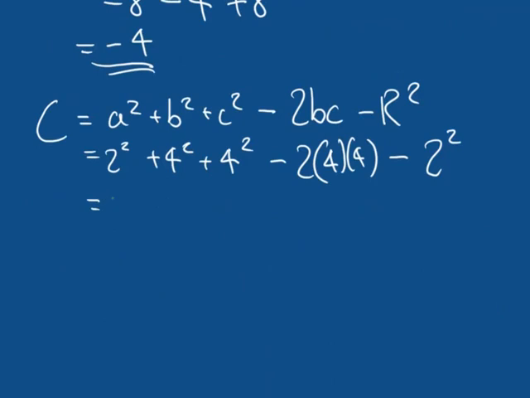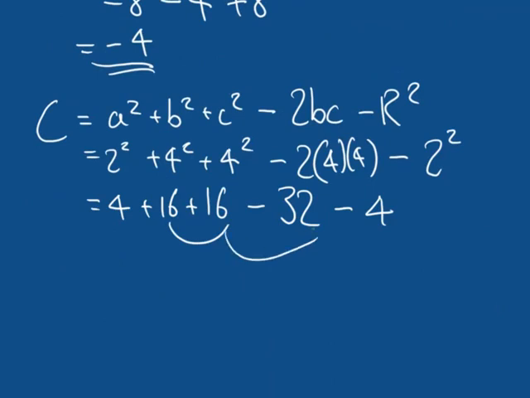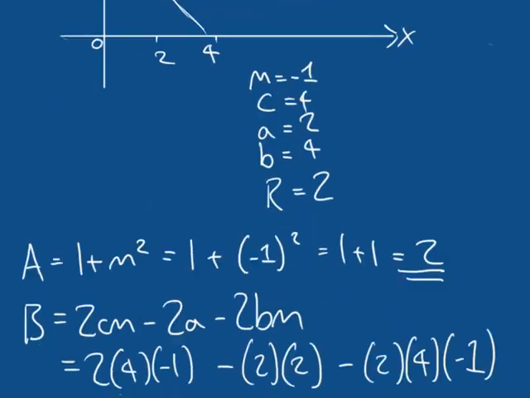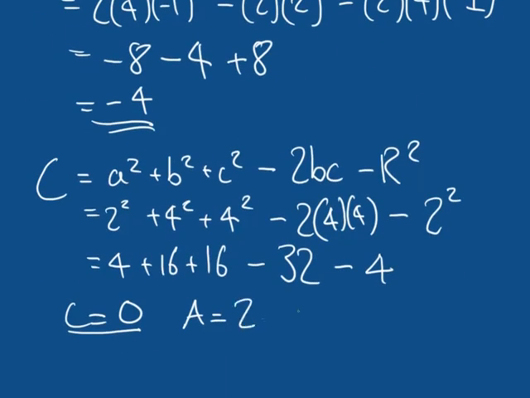That's going to give us 4 plus 16 plus 16, minus 4 times 4 is 16 times 2 is 32, so minus 32, minus 2 squared is 4. Well, 16 plus 16 is 32, minus 32 is 0, so those cancel to 0. And 4 minus 4 is 0, so everything here actually results with C having a value of 0. So C is 0. We saw that A, in this case, is equal to 2, and that B is equal to -4.